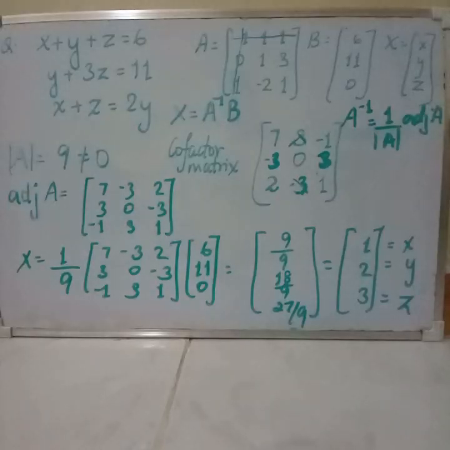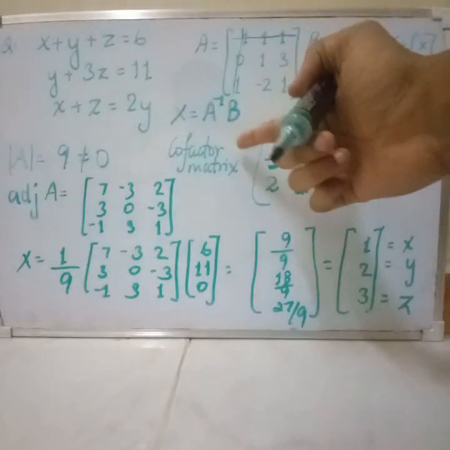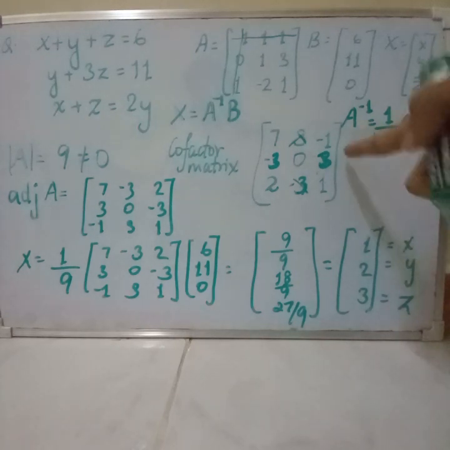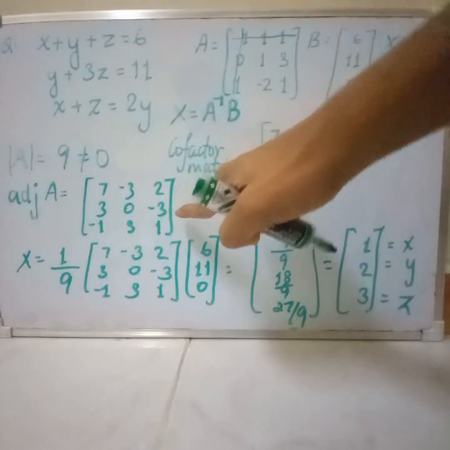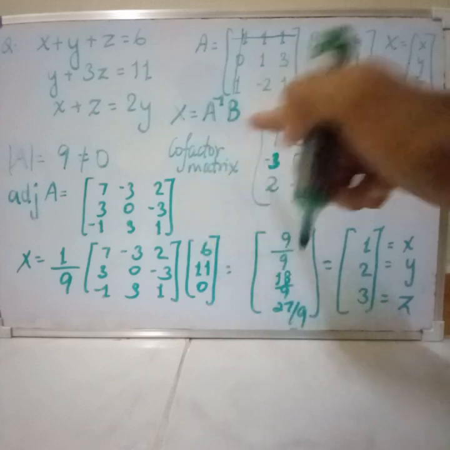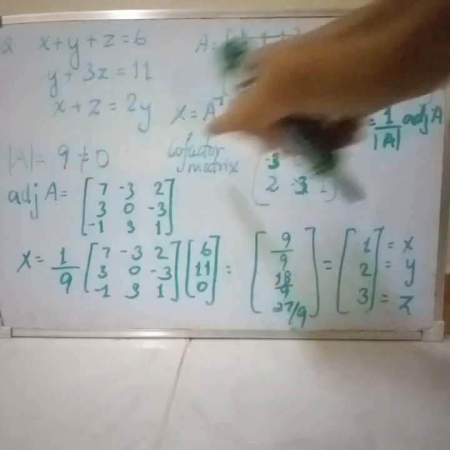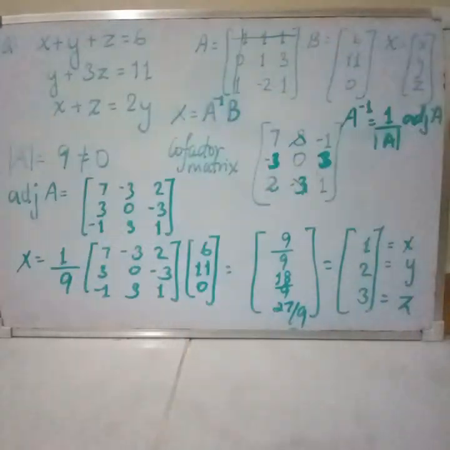Then after finding the cofactor, you have to find the adjoint of that. For the adjoint, just take the transpose of the cofactor matrix which we found out. When you do the transpose, it will be this matrix. Transpose means changing the rows into the columns. So 7, 3, minus 1 is in the first row, so it becomes the first column.